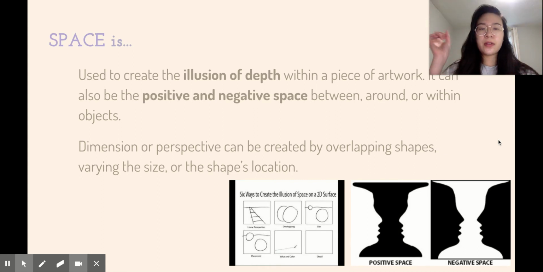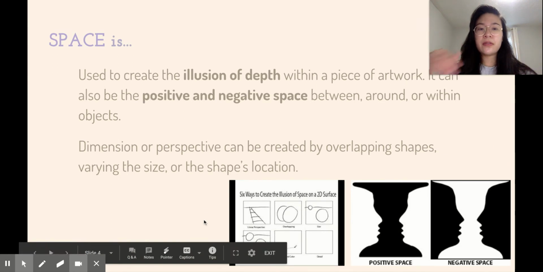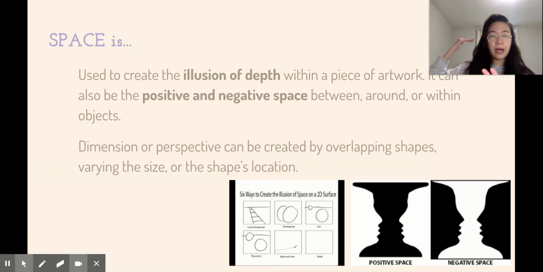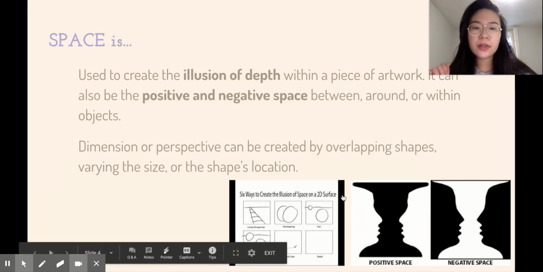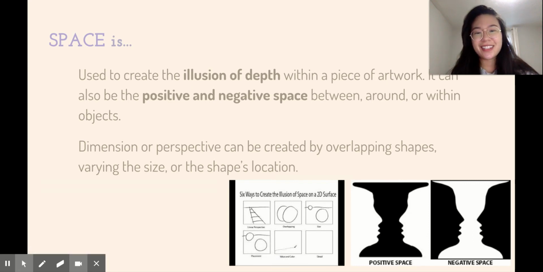The first idea is the illusion of depth. Depth means how far something goes back into space, or how real something looks. Like when you shaded your circle into a sphere, you added more depth because it took up space by looking 3D instead of flat. So that's one way. This photo says six ways to create the illusion of space on a 2D surface, like in your drawings.